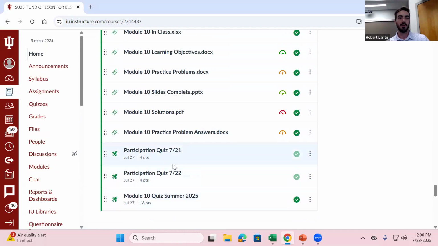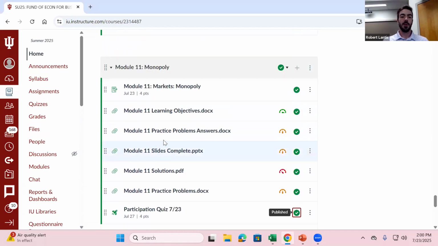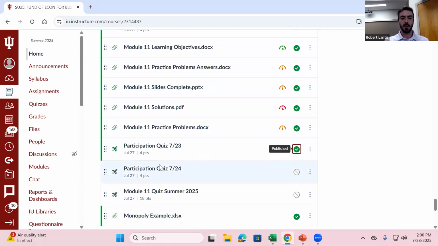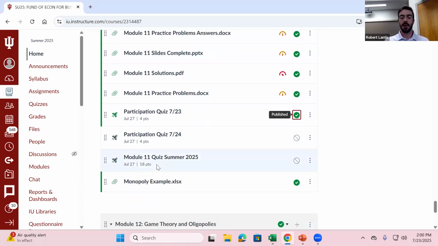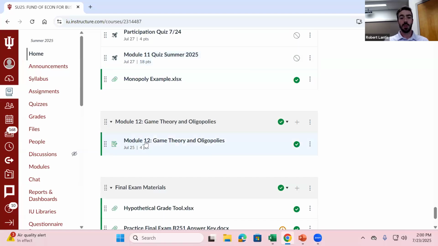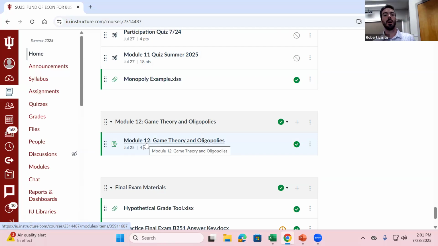Module 10 quiz and the participation quizzes from the last 2 days are all going to be due at the same time, which is the end of the day, Sunday. All right, so a little more flexibility in this week prior to when we'll take the final. We'll start module 12 on Friday, so that module reading is due before we start class Friday. We'll finish it up on Monday.